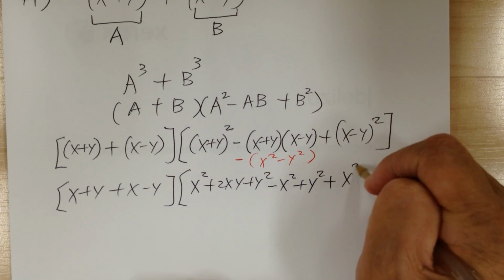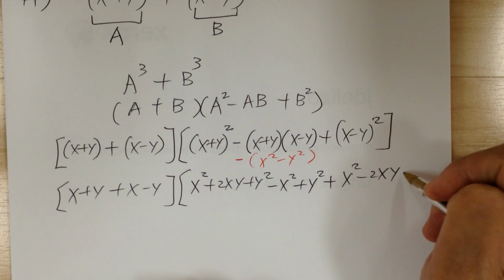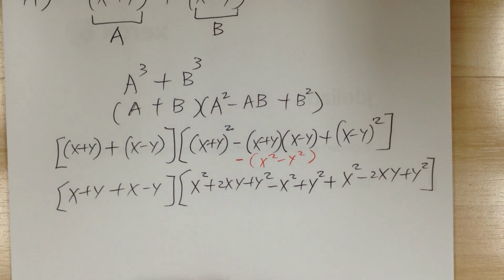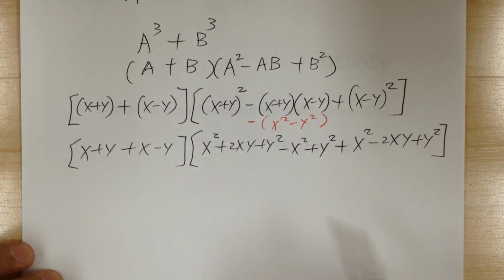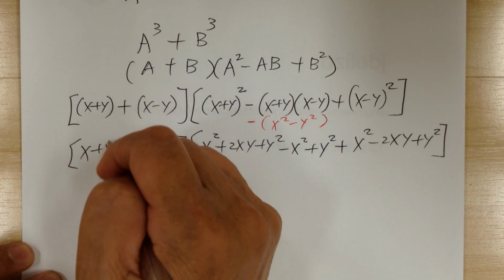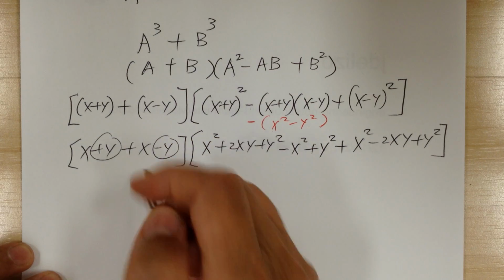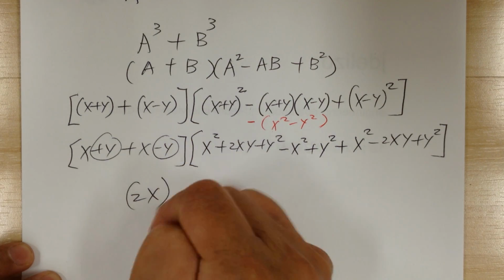Okay, this one is going to give you x squared minus 2xy plus y squared. Okay, so now we're ready to simplify. So this, the y minus y cancel out. So this will be just 2x.